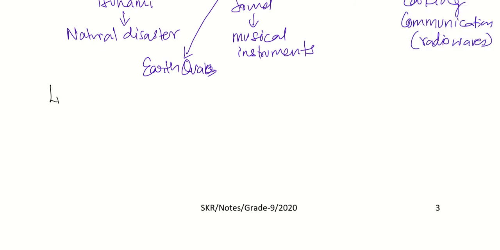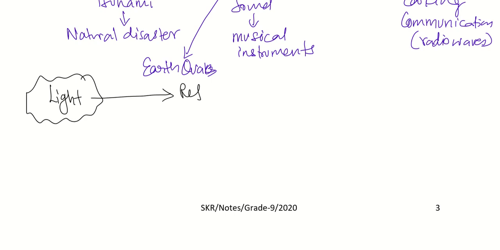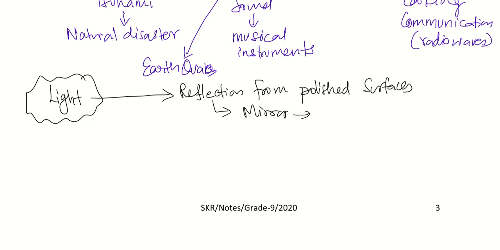So for light, we have two things here. One is known as reflection from polished surfaces. So for example, like a mirror. So light bounces back from a polished surface.